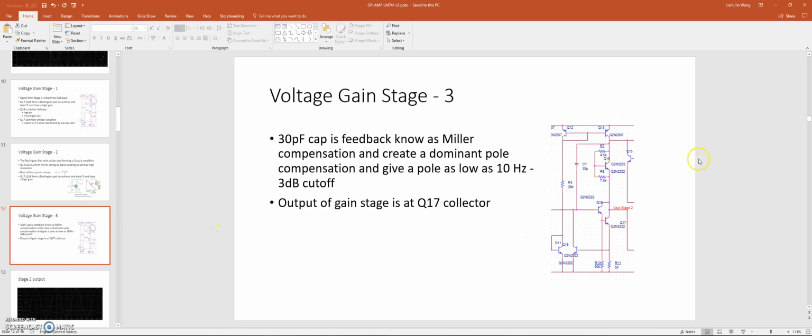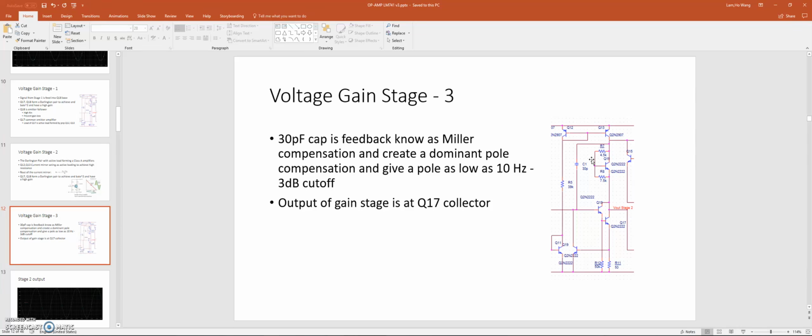And then on the second stage, you also have a 30 picofarad feedback. This is known as a Miller compensation configuration, and this is going to create dominant pole compensation at around 10 Hz or even lower. We'll see this in the frequency response later, and we have a very good frequency response in the lower frequency.